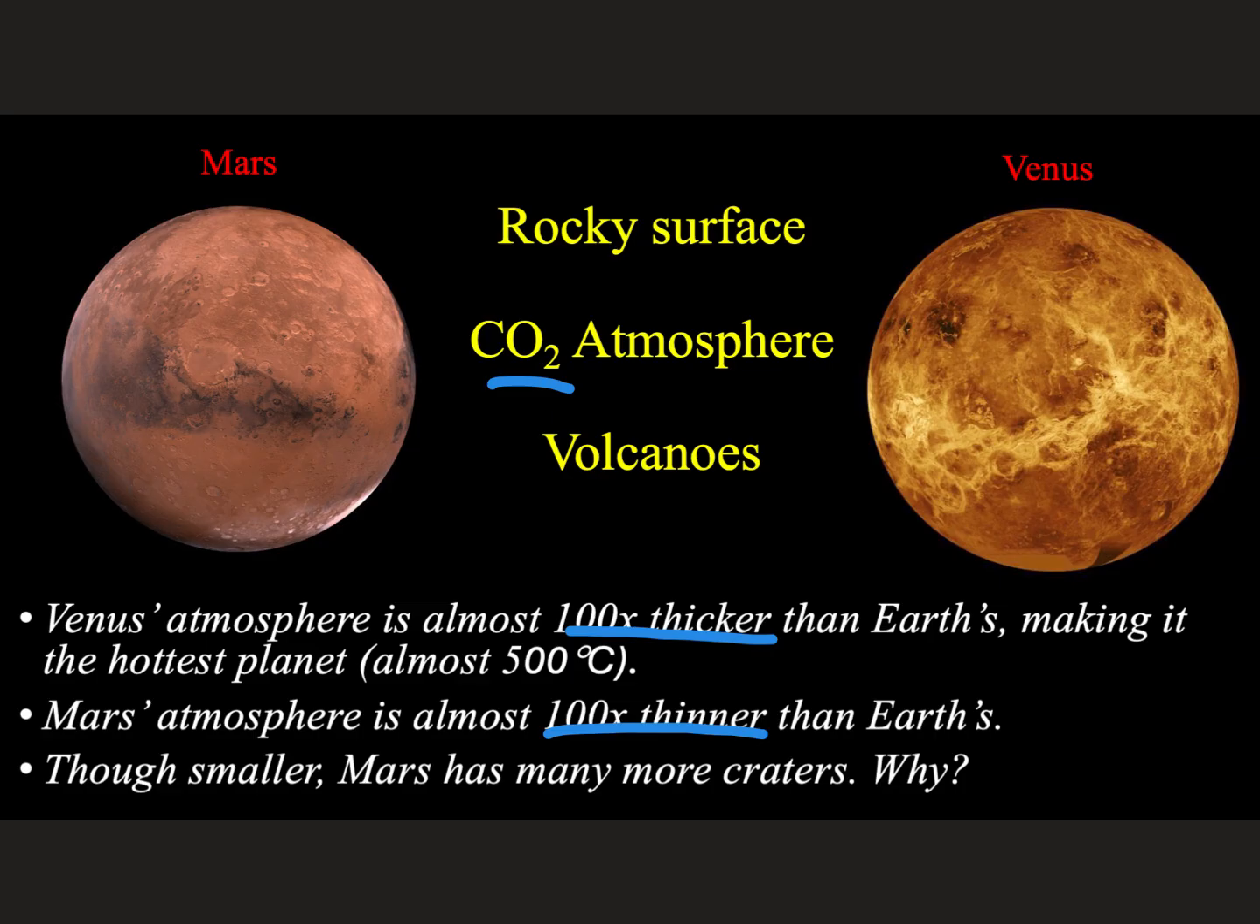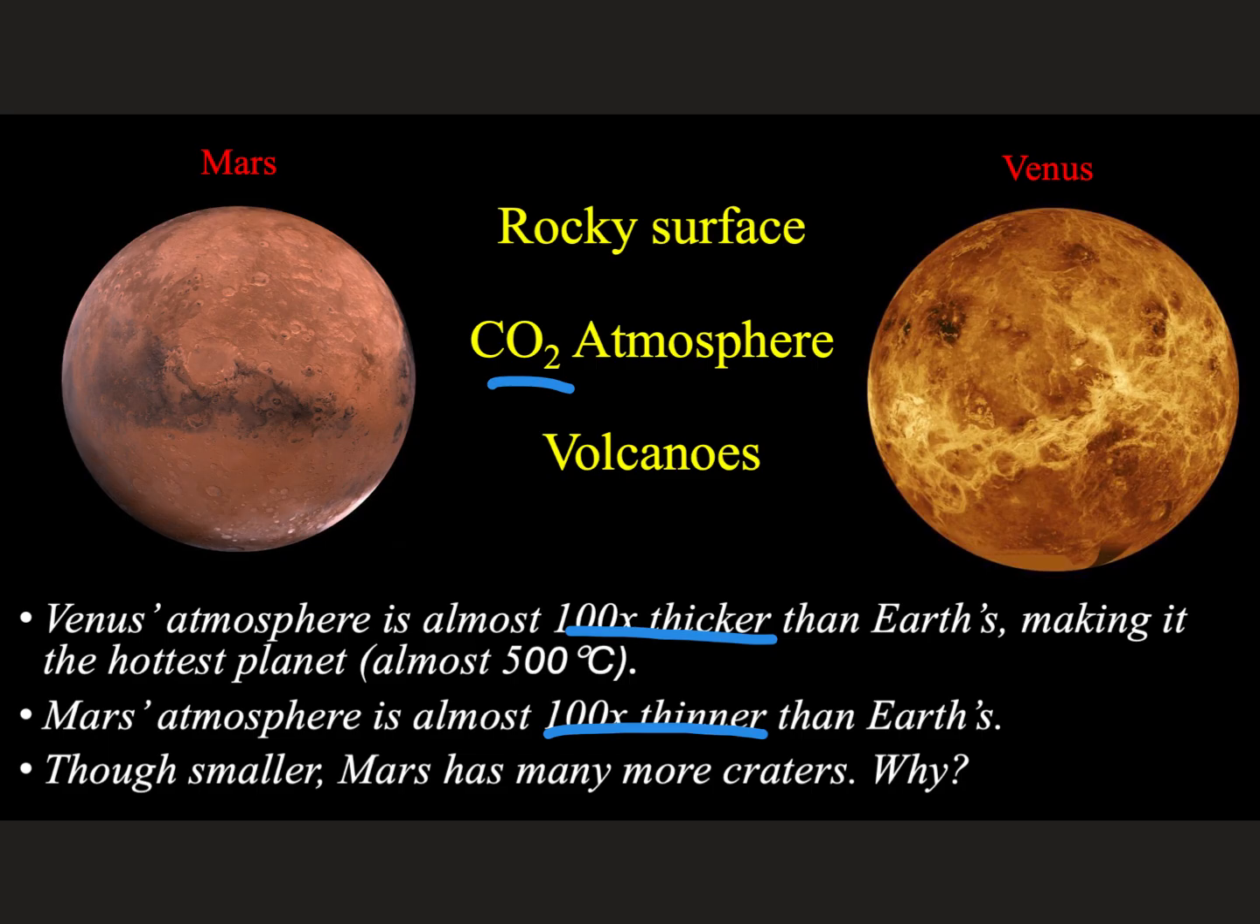Due to this thick atmosphere that Venus has, it's actually the hottest planet, even hotter than Mercury. Since Mercury has almost no atmosphere, it doesn't retain its heat. But Venus's atmosphere holds in heat like a blanket.